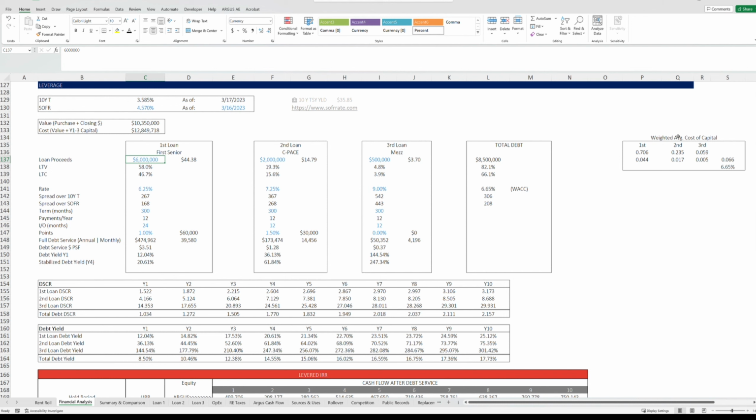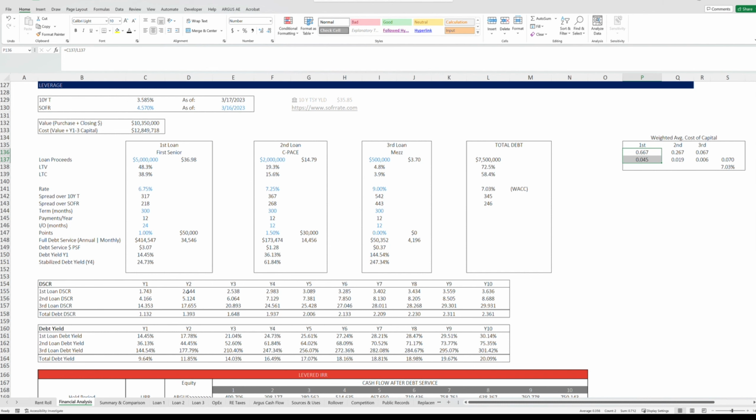Now, what if my senior lender comes back and says, look, we're only going to do a much lower loan amount. We're going to do $5 million. So with $5 million, my weighted average cost of capital goes to 6.7% from 6.65. Still not a big deal, but what if they want to charge me now 6.75%? Now I'm starting to creep up. That was a pretty big jump in my weighted average cost of capital, because remember, changes to this loan right here, your first loan, are going to have more of an impact on this weighted average cost of capital, because it's the largest chunk of your debt.